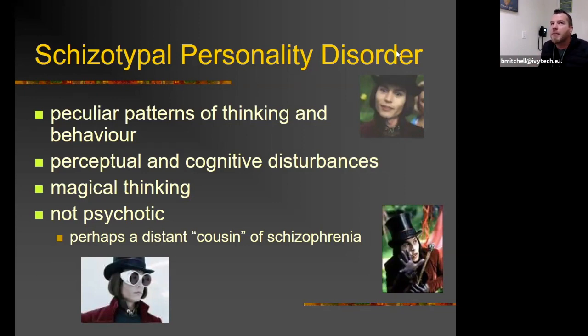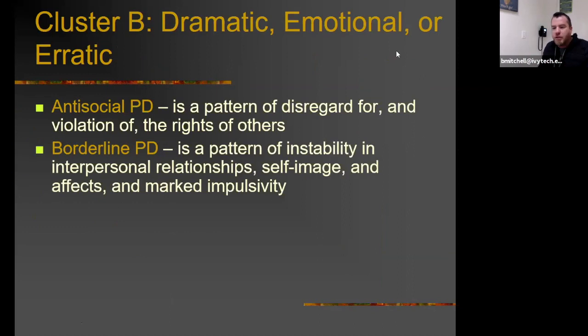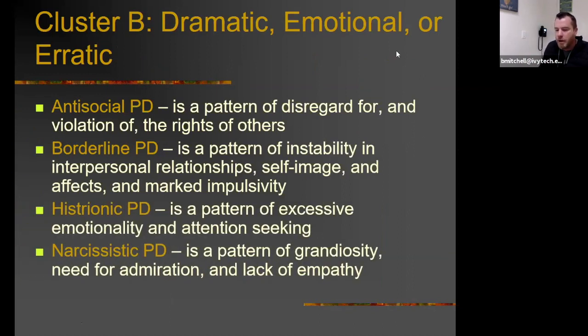In reality, he's perceiving things somewhat differently, okay? And now we get into cluster B, which is the one that we'll spend the most time on. The dramatic, the emotional, the erratic, okay? So we have antisocial, borderline, histrionic, okay? These kind of get paired together. So it's borderline and histrionic kind of pair together, antisocial and narcissistic kind of pair together.